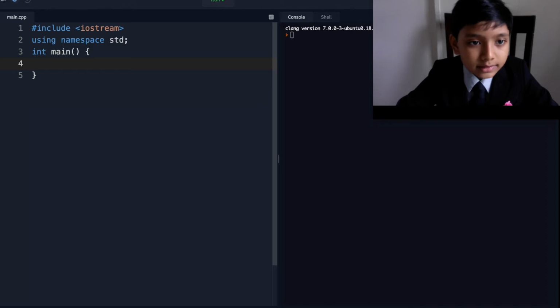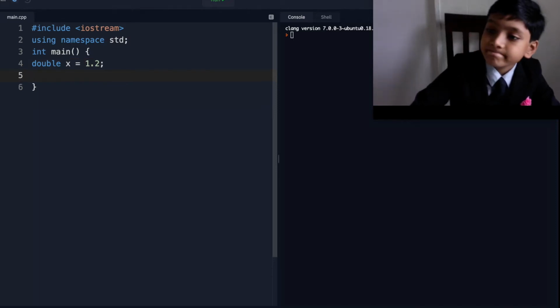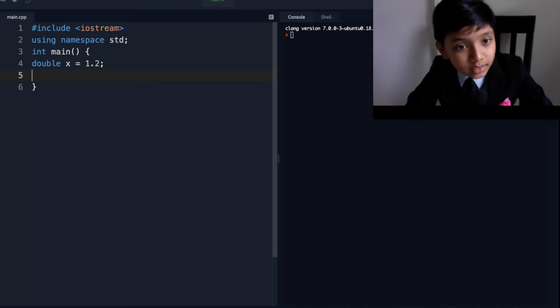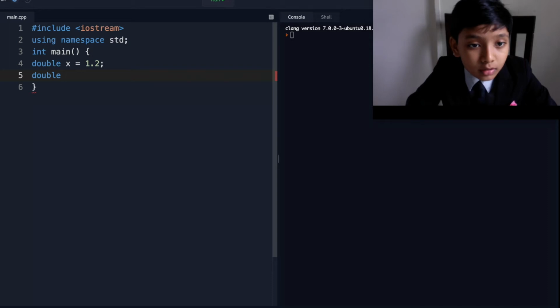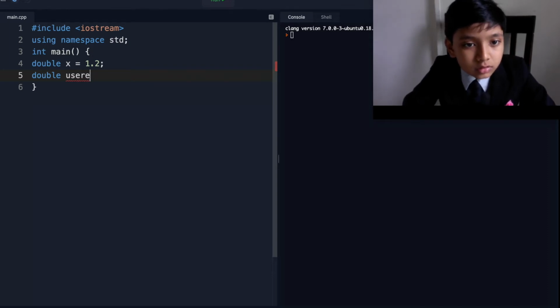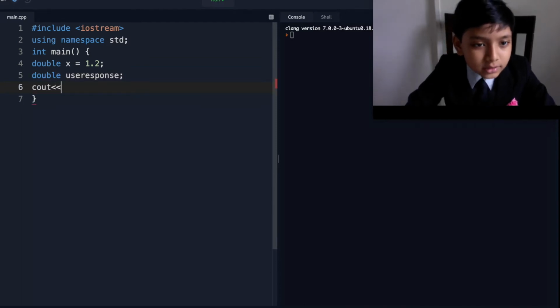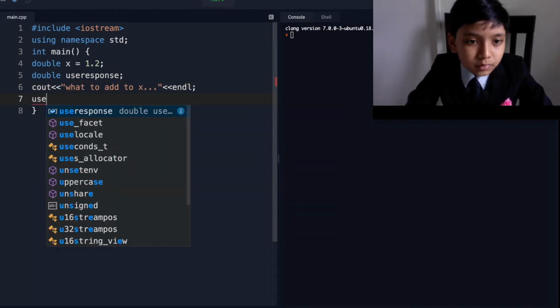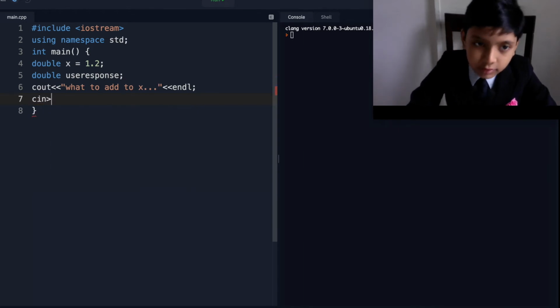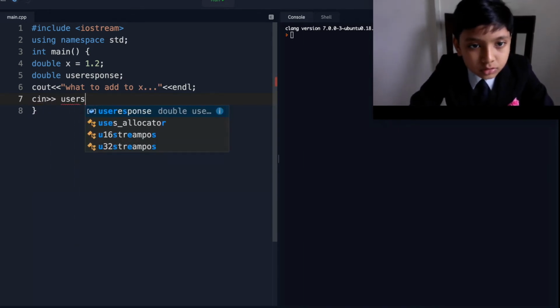So, let's say we have double x equals 1.2, and then we say, all right, what did we say there? We're now also going to double user response. And then we're going to ask, what to add to x? And then user response, which will take in the user response.